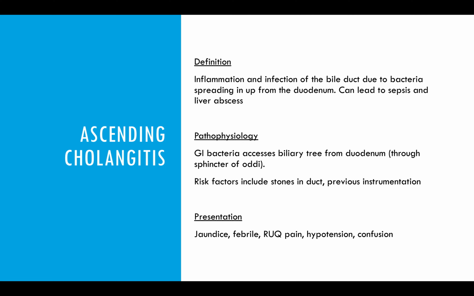Now these patients often present with jaundice, so they'll often be visibly jaundiced. They'll be yellow. They can have right upper quadrant pain, but they don't always. They might be febrile, and then they can often have signs of sepsis and shock. So they'll be hypotensive, confused, tachycardic. So as I said before, these patients can be really unwell, which is why it's important to know about.